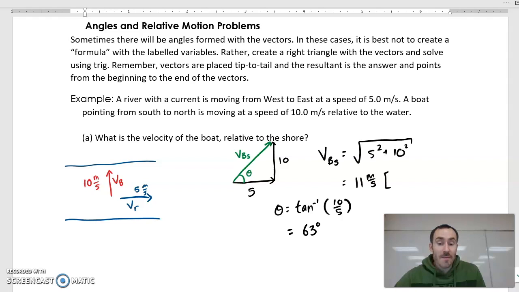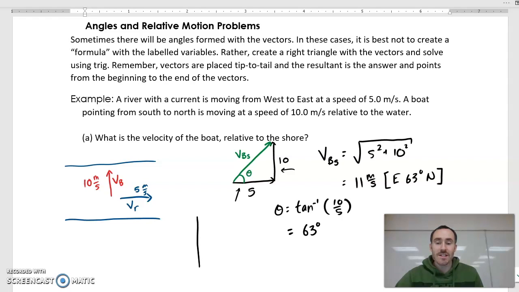And we're starting measuring this angle toward the east. That's this vector right over there, and we are measuring it toward the north. So the angle I'm going to write down, or the direction I'm going to write down, is east 63 degrees north. Now you could have also drawn this triangle differently.